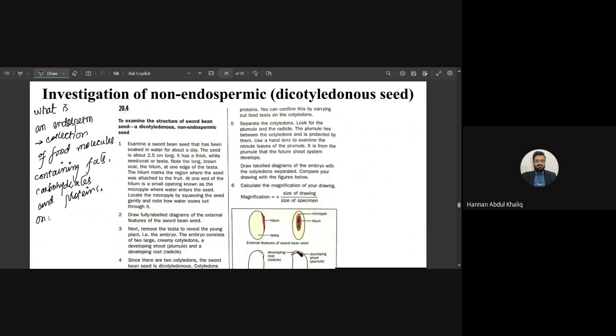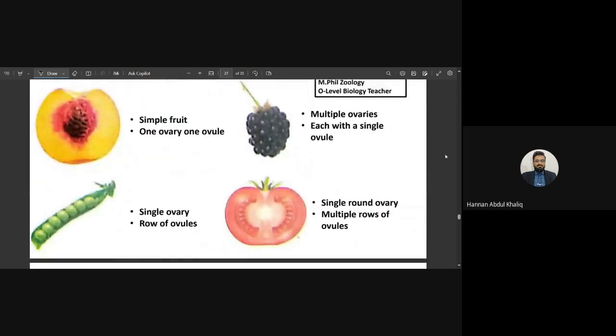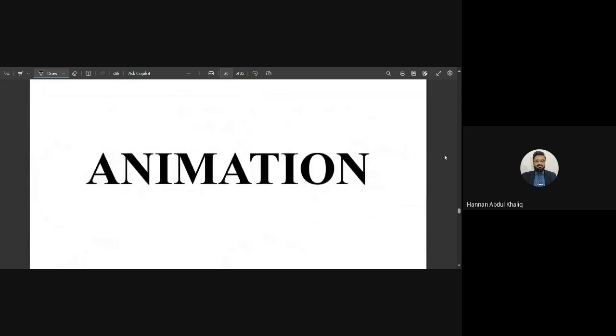Once the seed is sown, the seed enzymes activate, breaking or digesting the stored food to use it for growth.